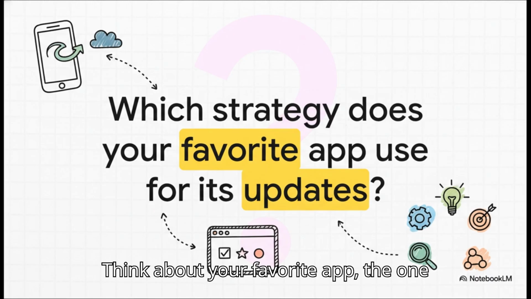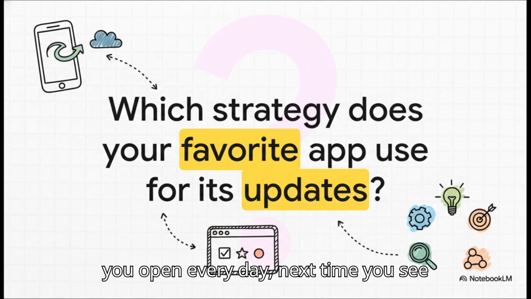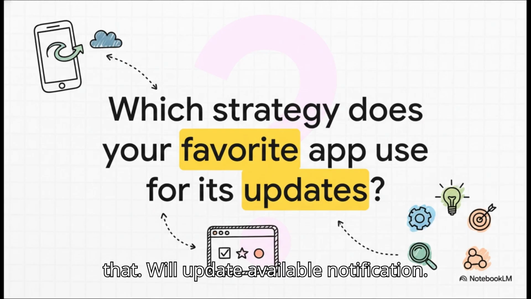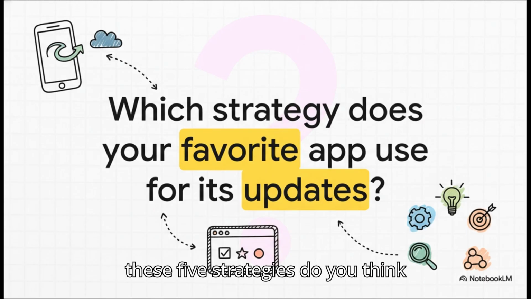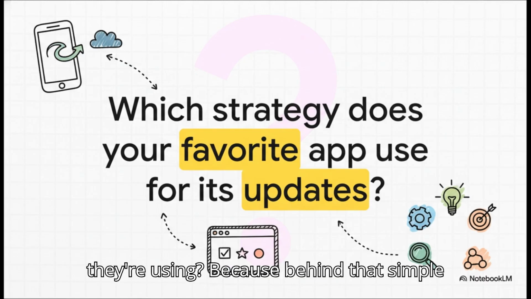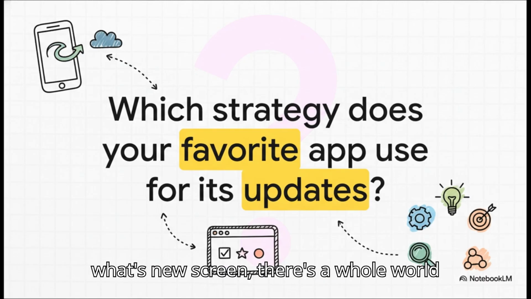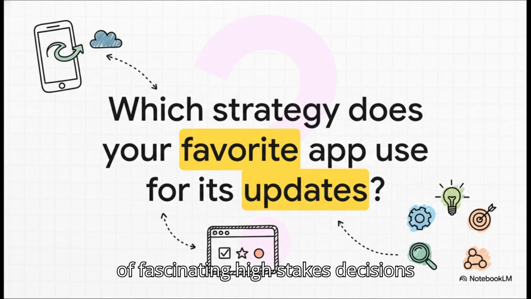So, now that you know the playbook, I've got a question for you. Think about your favorite app, the one you open every day. Next time you see that little update available notification, take a second and think, which one of these 5 strategies do you think they're using? Because behind that simple "What's new" screen, there's a whole world of fascinating high-stakes decisions being made.